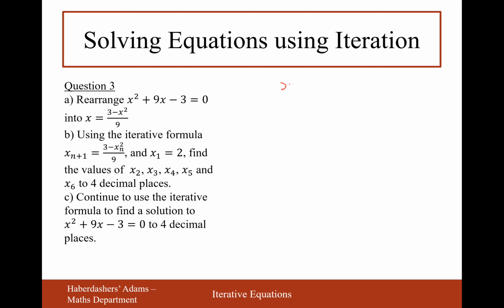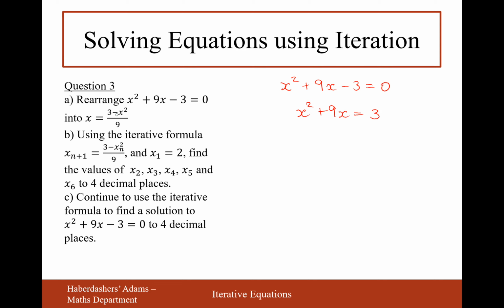So the first thing we need to do is start with the rearranging. So x squared plus 9x minus 3 equals 0. And how might we rearrange this here? Well, the clue is in the answer. It looks like 3 is positive, so let's make the 3 positive first of all.